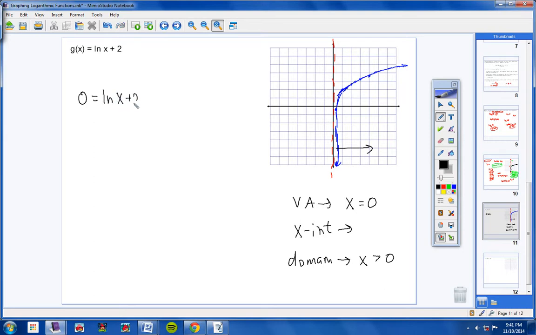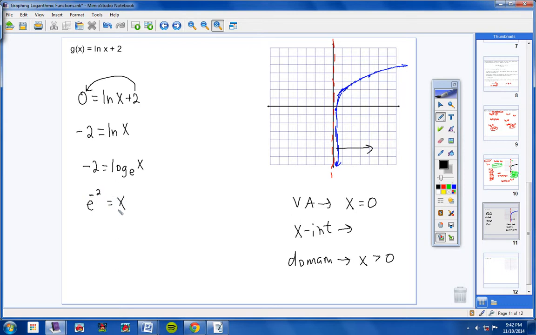And we know what to do from here, guys. We solved these yesterday. Bring the 2 over, make it a negative 2, right? Now you know how to rewrite these exponentially. Remember how to write these exponentially? Negative 2 equals what? Natural log is log base e. Now write this exponentially. e to the what?